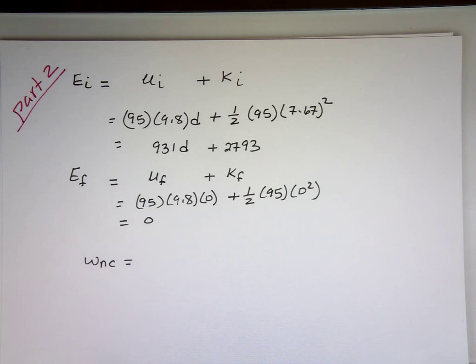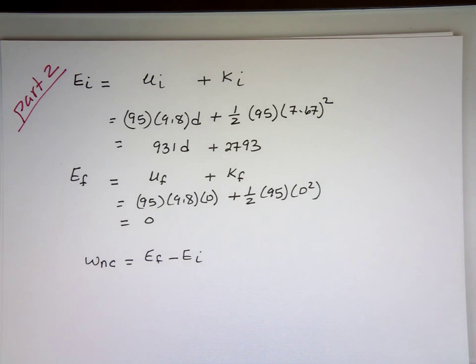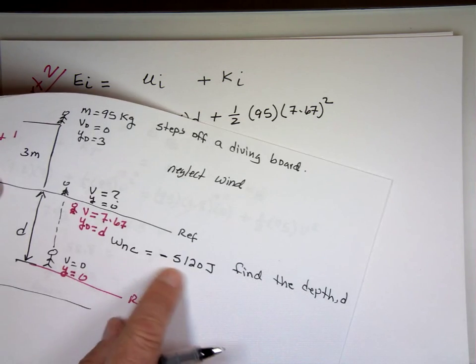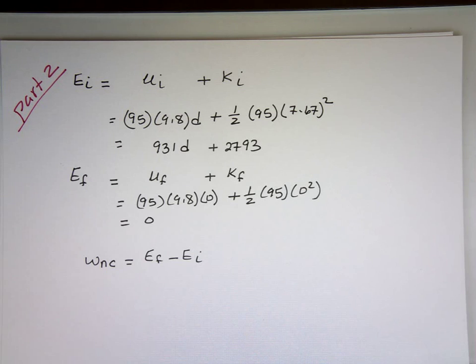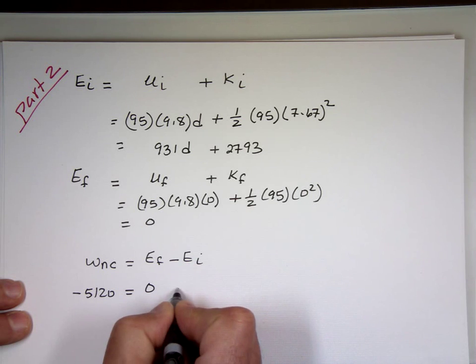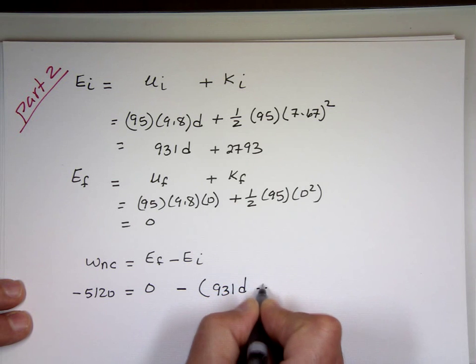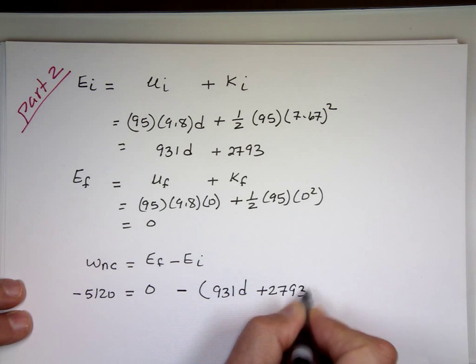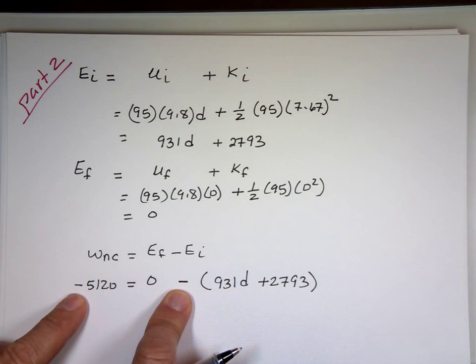Our book, it says what? E final minus E initial. We know what that number is that was given to us. Negative 5120. E final, that's 0, minus E initial, which is what? 931D plus 2793. What will happen to two minus signs? They cancel each other out.